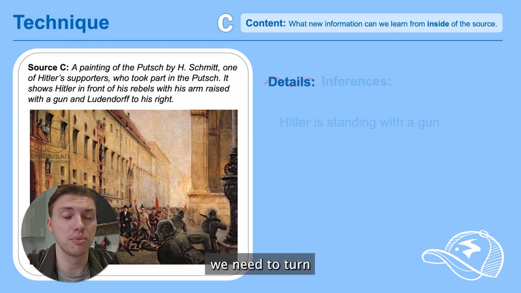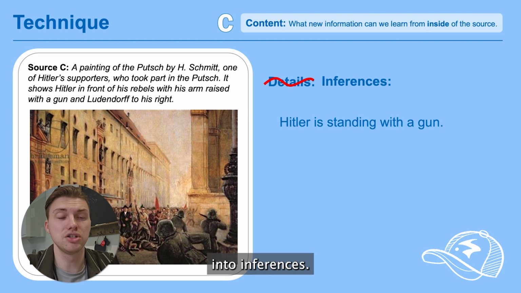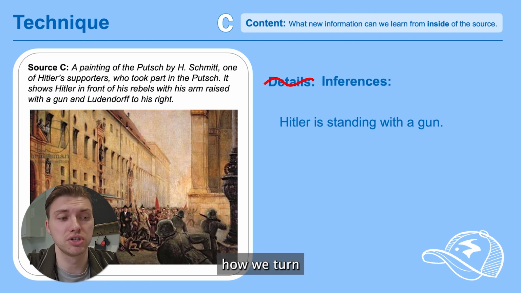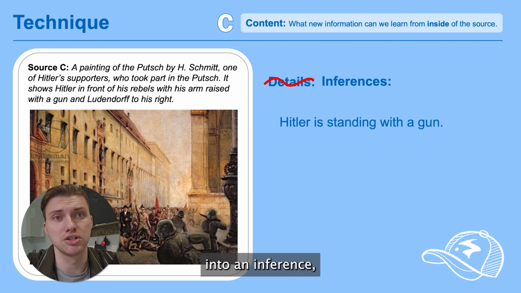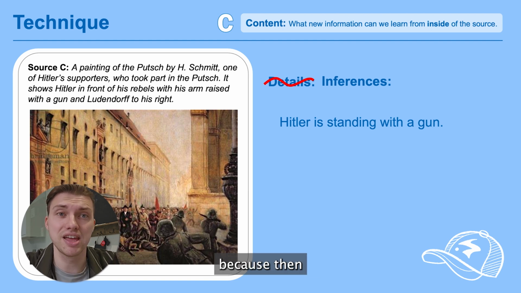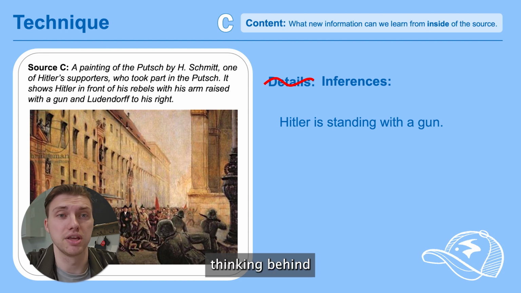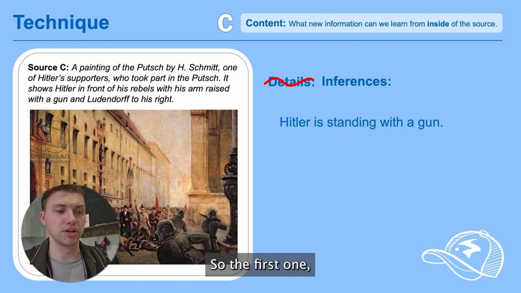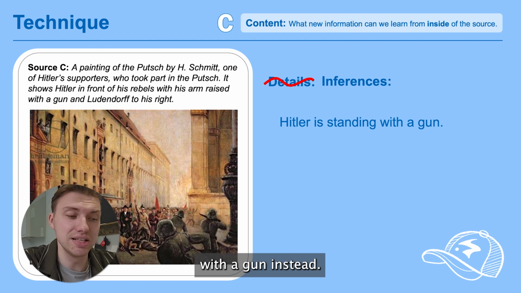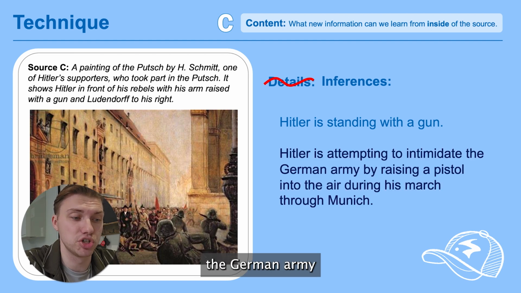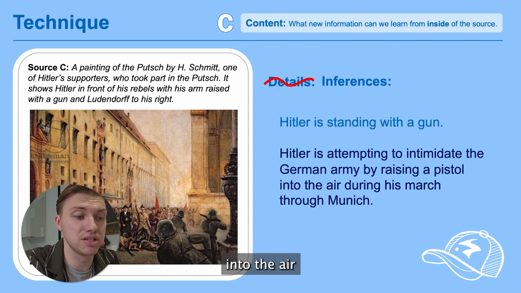So in order to do that, we need to turn those details into inferences. Now, I'm just going to go through in a bit more detail how we would turn each of those particular details into an inference, because then we are starting to add our own judgment and analytical thinking behind each one. So the first one, Hitler is standing with a gun. Instead, this can become Hitler is attempting to intimidate the German army by raising a pistol into the air during his march through Munich.